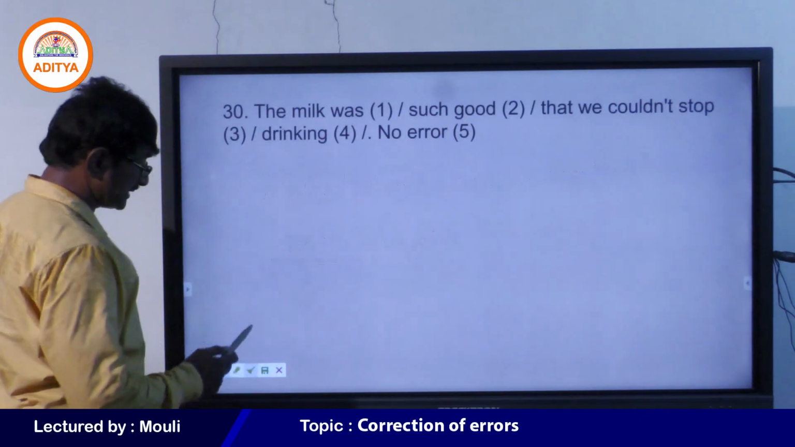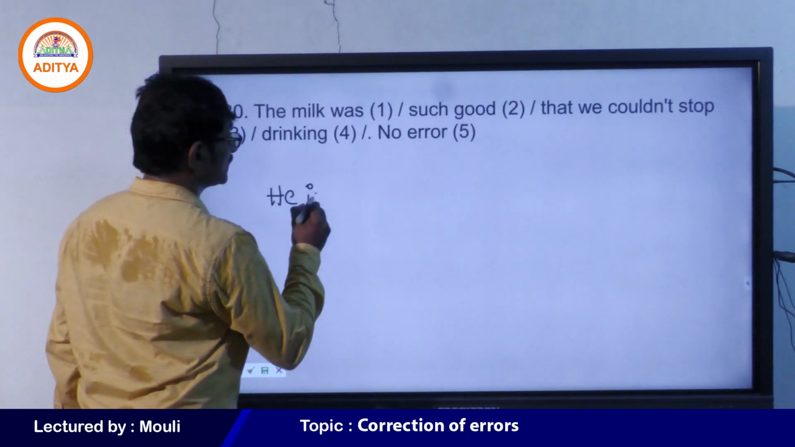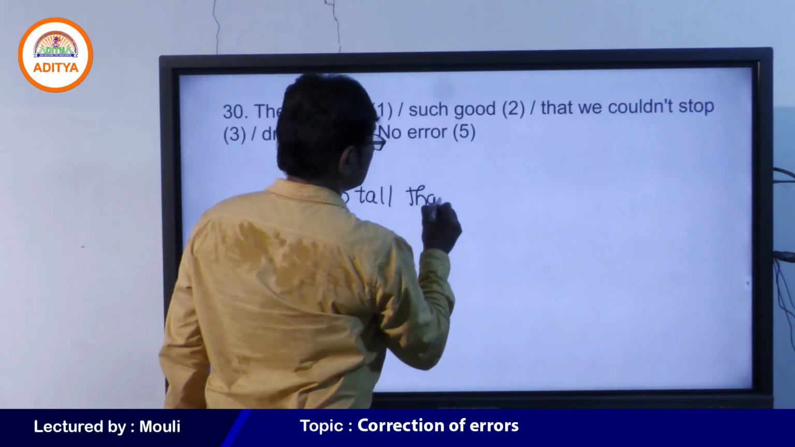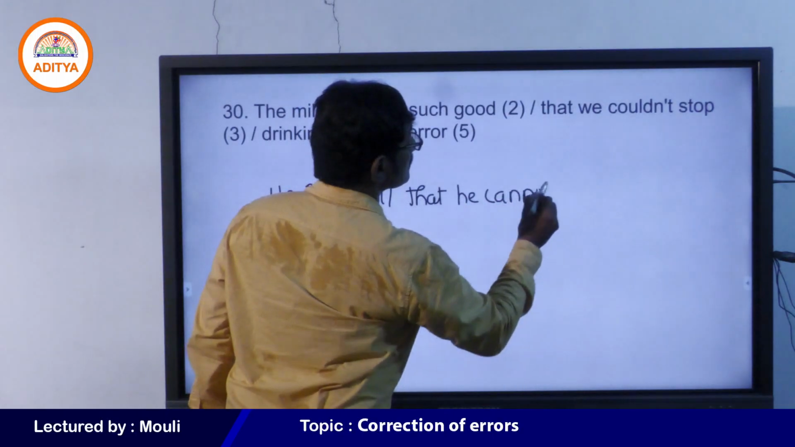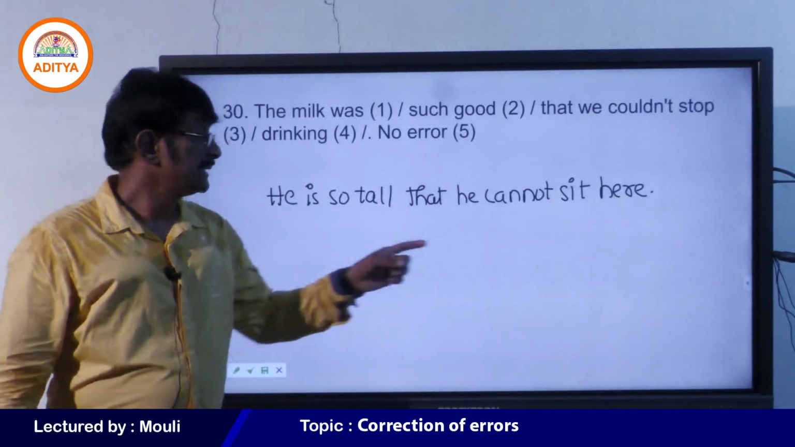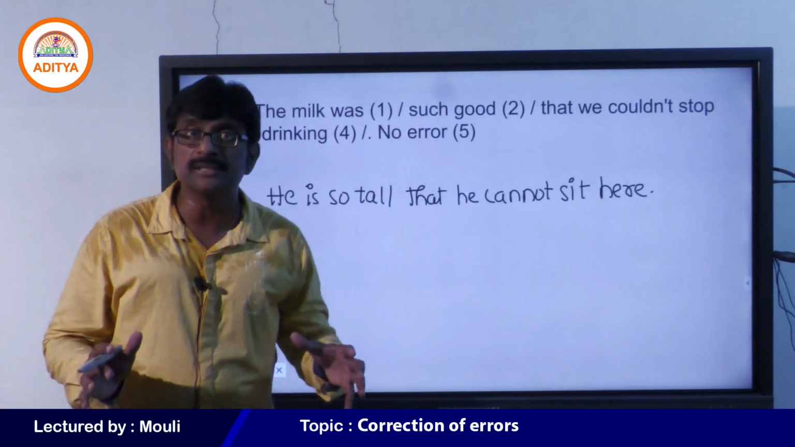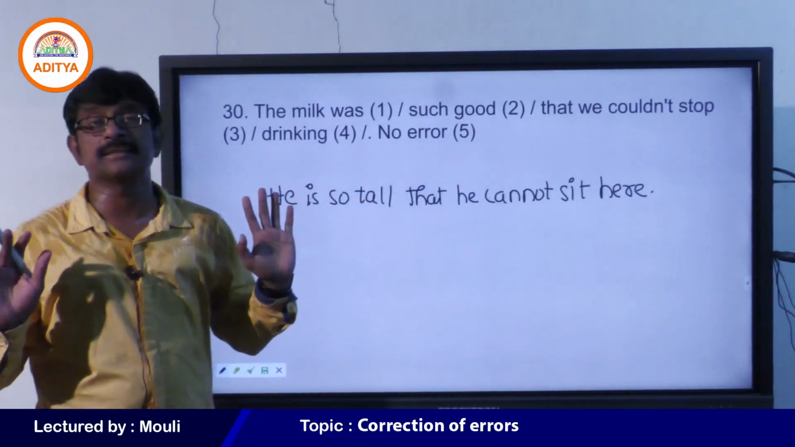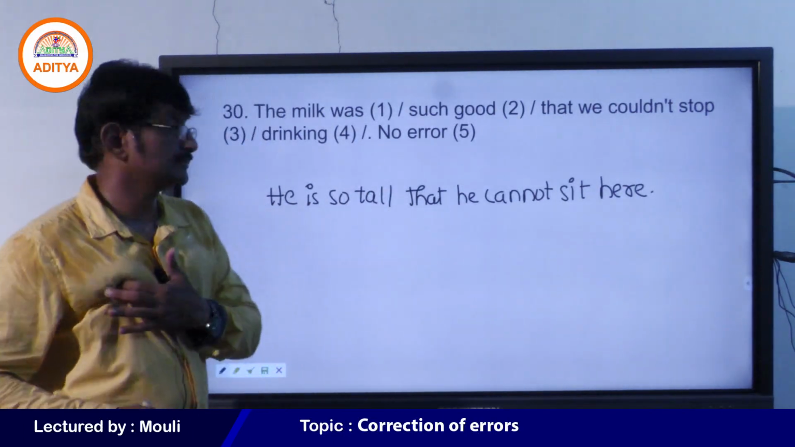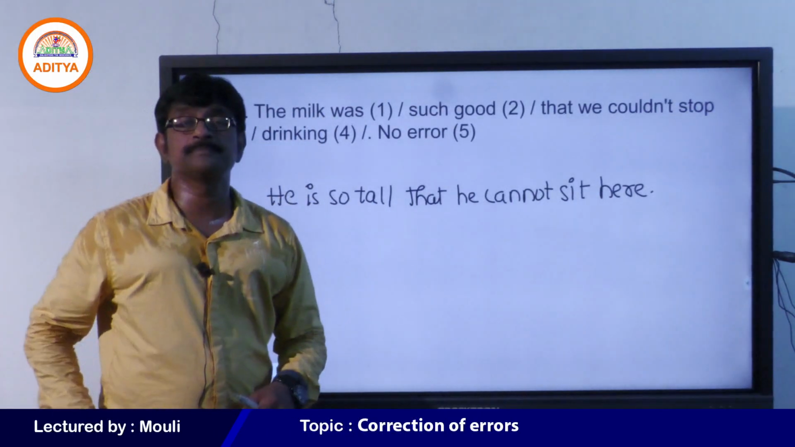Okay, students, now let us see the next one. He is so tall. Now this model, that is so tall that he cannot sit. Like this. This is also one expression. He is so tall that he cannot sit here. He is too tall to sit. He is so tall that he cannot sit here. Okay, students? Another one is also there. The next one. Let us see that one also.